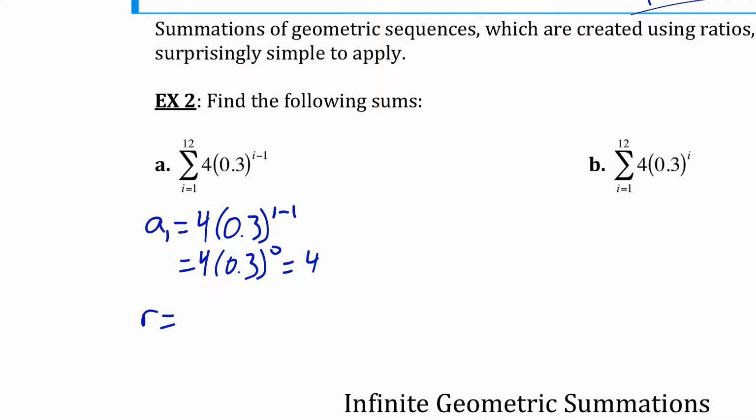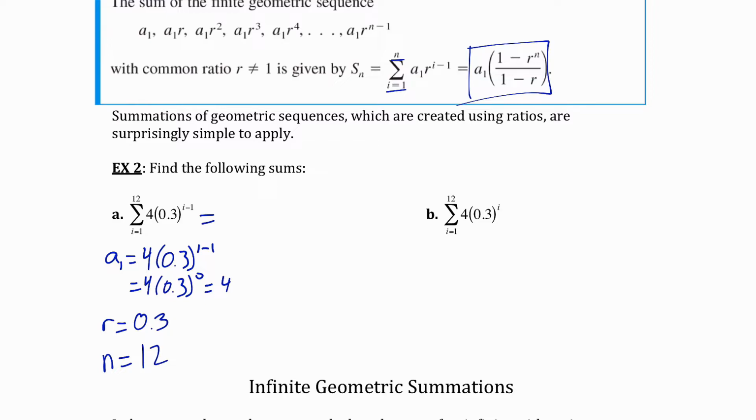The r value we're already given. That's the number that's raised to the exponent, so that's 0.3. And the n value is however many terms we're adding up. We're adding up the first 12 terms. So if we plug that into the formula in the box, a sub 1 we found was 4. We're going to do 1 minus 0.3 to the 12th power over 1 minus 0.3. Now, folks, that seems like a nightmare to do by hand. I would strongly suggest using a calculator, where you put the numerator in parentheses and the denominator in parentheses as well. When you type it in, it's about, rounding, 5.714.